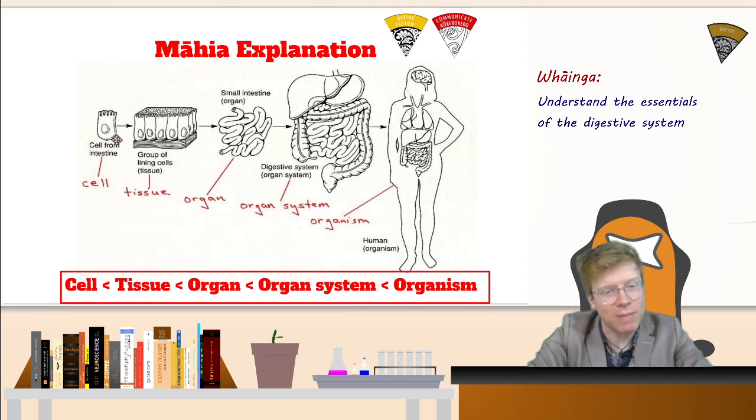We can see the cell is the smallest little unit here. If it's hanging out on its own, it's not super effective. It can do its job, but it really needs some friends to help it out. So if our cell joins up with a whole bunch of other similar cells grouped together, we call this a tissue.